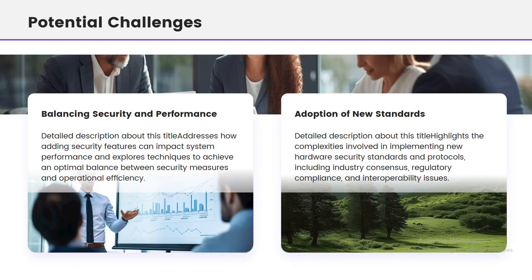Potential challenges: balancing security and performance, adoption of new standards. Detailed description about this title: shows how adding security features can impact performance and explores techniques to achieve an optimal balance between security measures and operating efficiency. A detailed description about this title highlights the complexity involved in implementing new hardware security standards and protocols, including industry concerns, regulatory compliance, and interoperability issues.